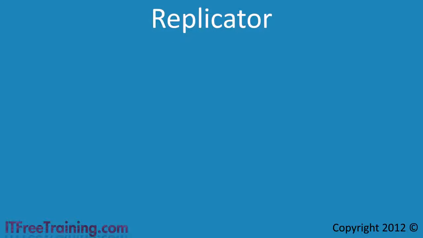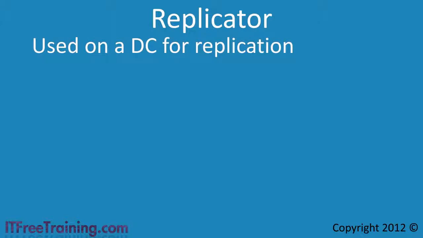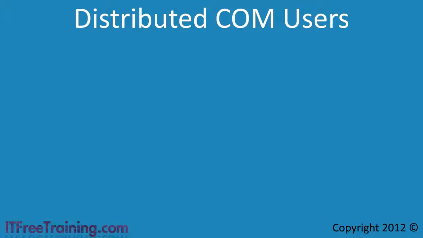The next group is Replicator. This group is used by the Replicator service on a domain controller. The group should only have the user that is used for replication on the domain controller. For this reason, you should never need to add users to this group. Windows Vista included a DFS replication service that may have made use of this group. In Windows 7, this service has been removed. Even though the group is included in Windows 7, there does not appear to be a use for it on Windows 7.